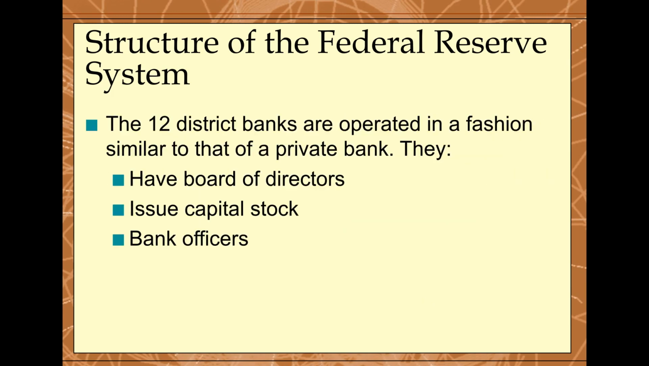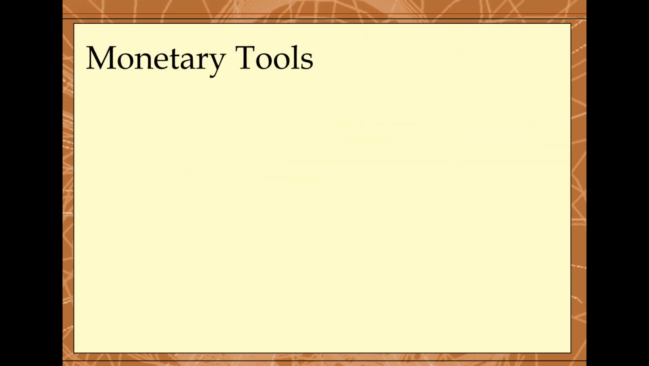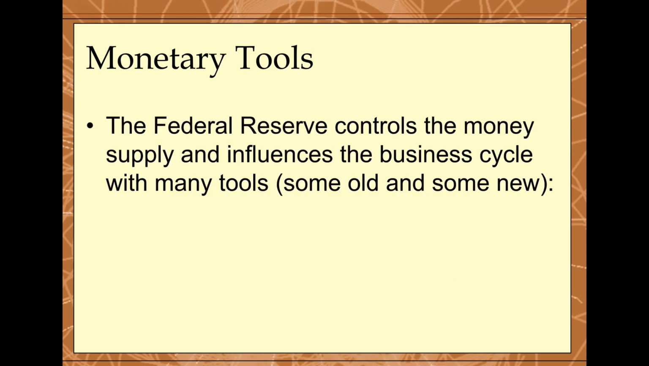So the 12 district banks are operated in a fashion similar to that of a private bank. They have a board of directors, we have discussed that, they issue stock, and they have bank officers. Now, what are the tools the Federal Reserve can use to manipulate the economy? Well, the Federal Reserve controls the money supply, and that's the key to their influence on the economy, the control of the money supply. And the money supply influences the business cycle.